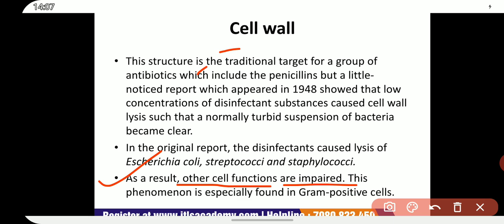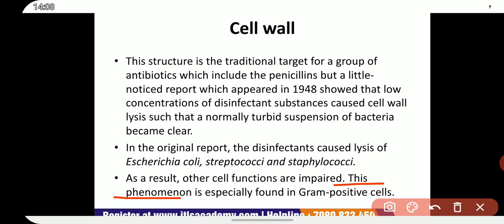If the cell wall is degraded, then other functions of the cell will not work normally, because if there is no boundary, the things protected within that boundary will not work properly. So the other cell functions are impaired, and ultimately this will cause the death of the bacteria.